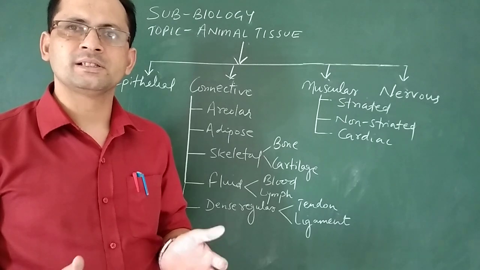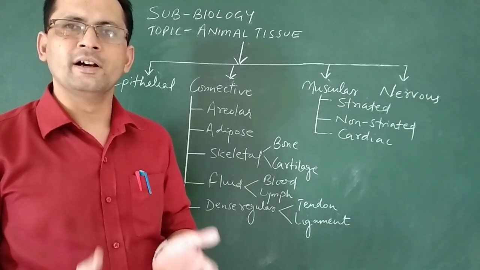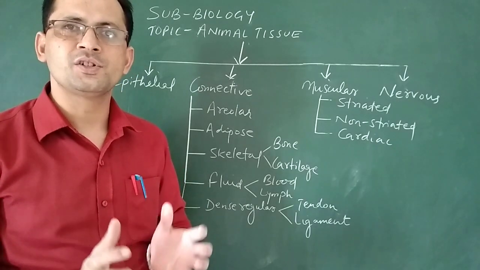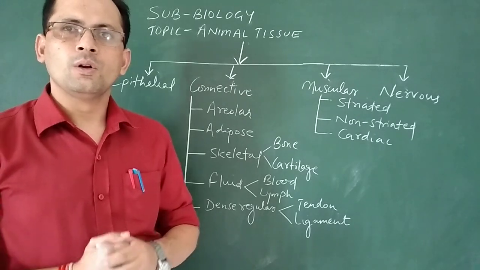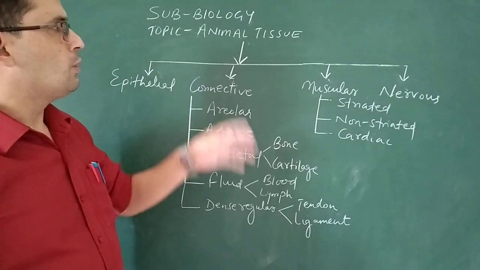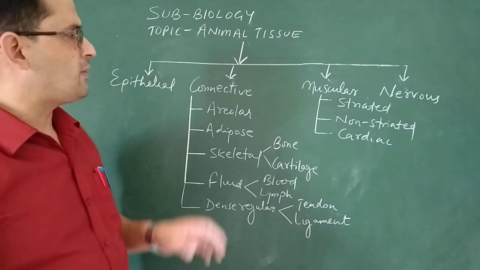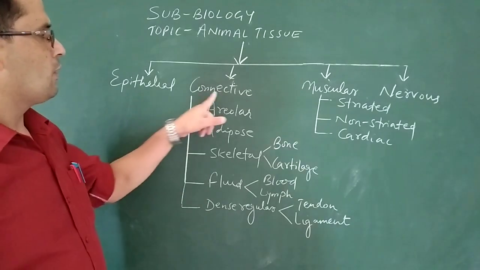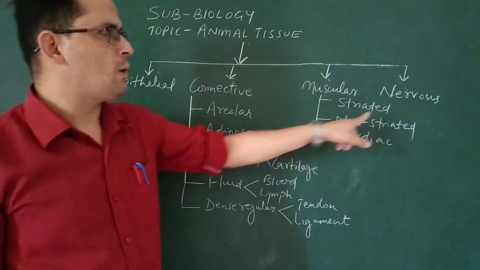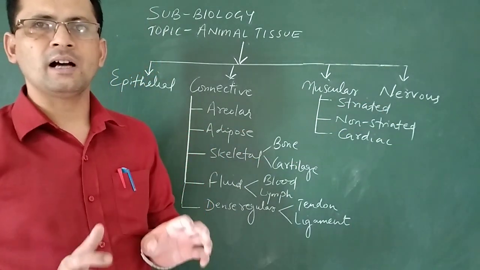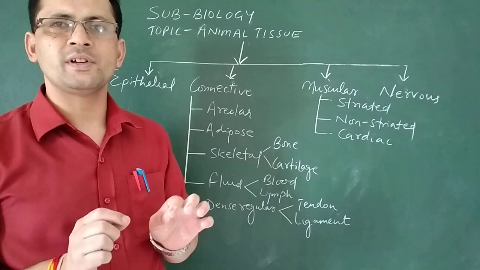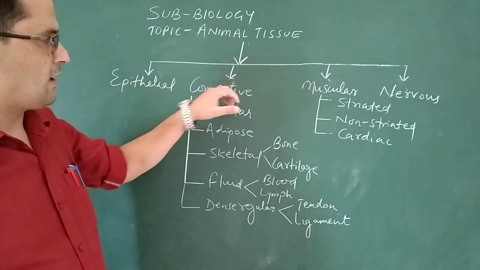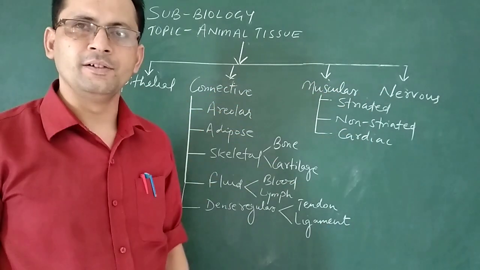We can say muscles, blood, lymph, nerves, all these are tissues and they are performing what? They are performing specific functions in the body. So we are talking about animal tissue. In animals the tissues are of different types. You can see here, basically they are of 4 types: epithelial tissue, connective tissue, muscular tissue and nervous tissue. These are the 4 major tissues which are present in animals.